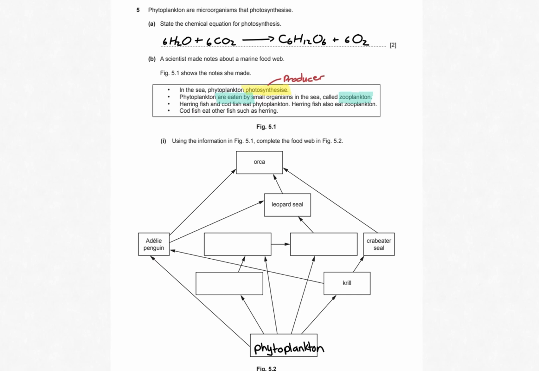Herringfish and codfish eat phytoplankton. Herringfish also eat zooplankton. So we can put zooplankton in this open space as it will eat phytoplankton and then be eaten by herring. Now remember, herring also eats zooplankton. Then they say codfish eat phytoplankton and codfish eat other fish such as herring. So the only block that would have 2 arrows from herring and phytoplankton would be this block being codfish.